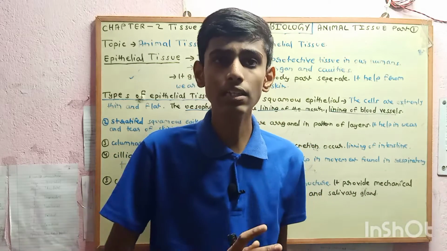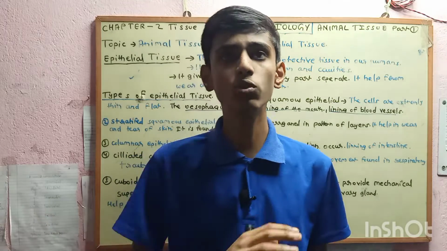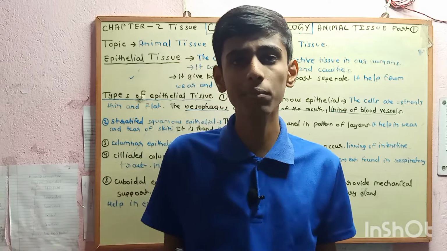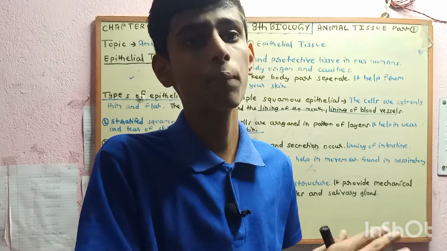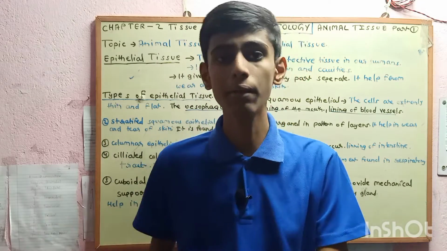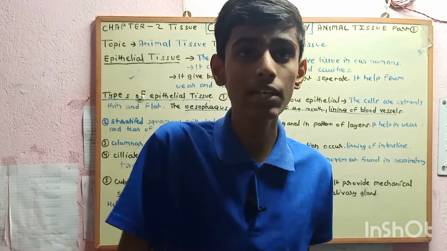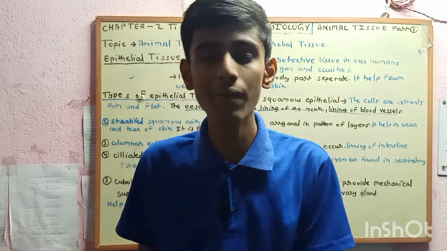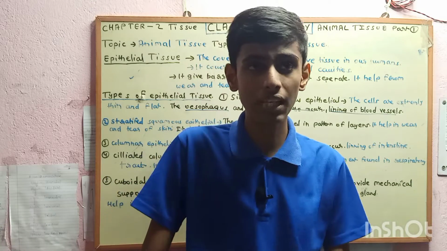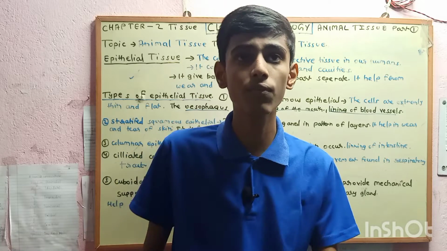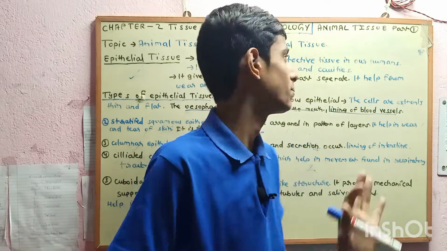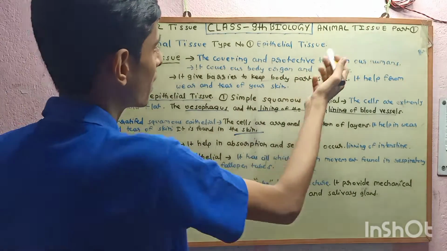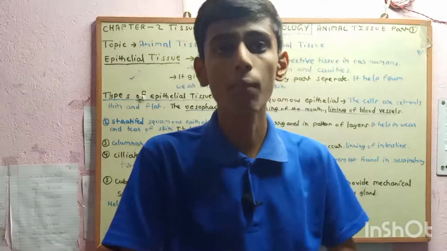In chapter 1, if you know the outermost membrane or the outermost covering of the cell, the cell membrane, or cell wall in a plant cell or animal cell, that is at the cell level. But at the tissue level, who protects our body? Epithelial tissue is the outermost covering and protective tissue of our body. It covers our body organs and cavities, means all the organs are covered by the epithelial tissue.